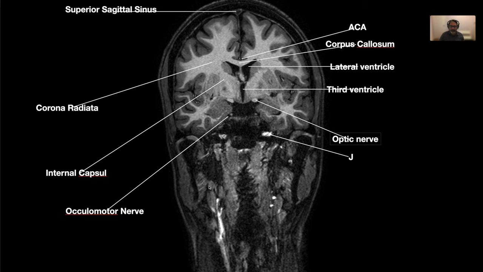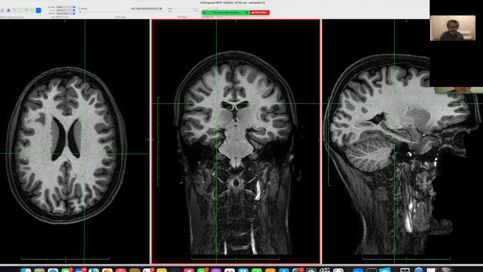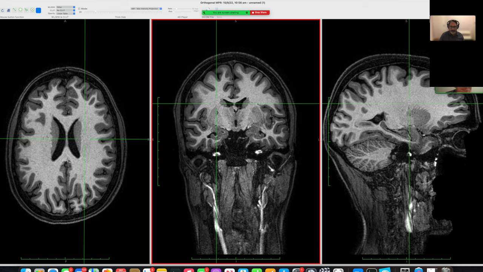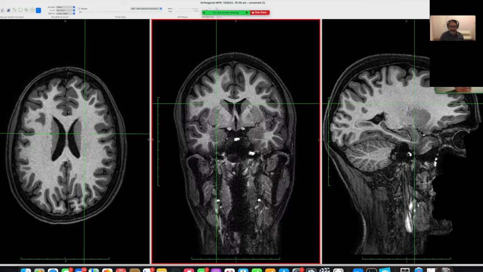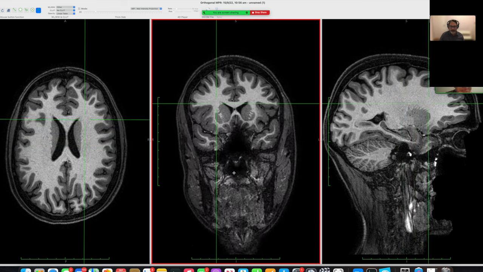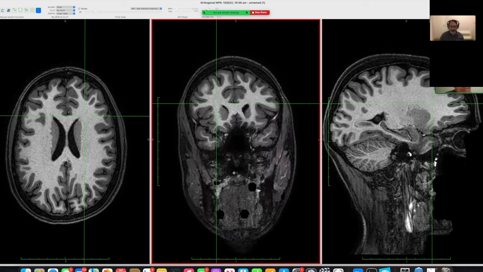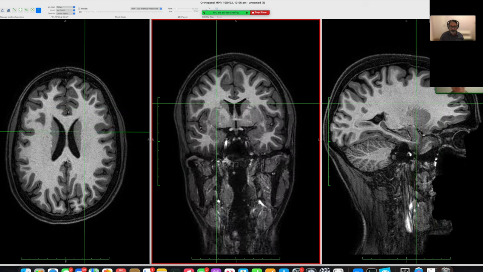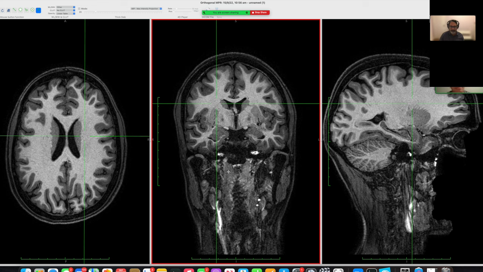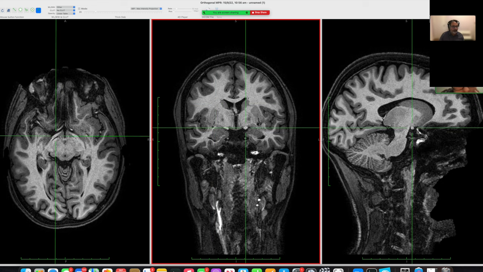I actually think I'm getting this wrong. I think that is... Let me go back. I think I'm getting something wrong here, because it's too high to be the optic nerve. So what image is this? Where did I get that image? What level was it? Here. That's the level. So what is that? That is not the optic nerve. That is actually the optic radiation.